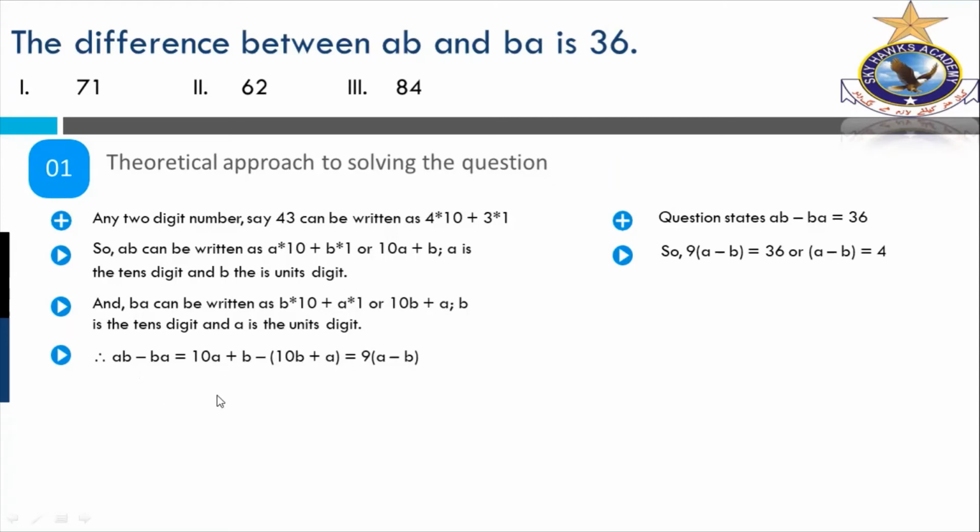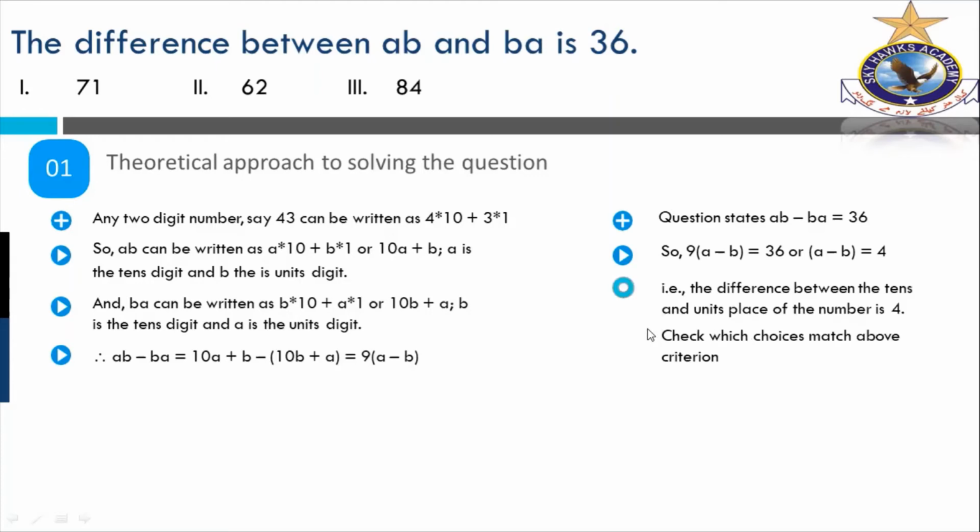So after that, finally we'll reach over here, that 9A minus B must be equal to this one, and this is given, the value of this expression is 36 over here. So 9A minus B must be equal to 36. In this way, if we divide by 9 on both sides, we will get 4. A minus B is equal to 4. So this is the difference of two numbers, that is, the difference between the tens and the unit place of the number is 4.